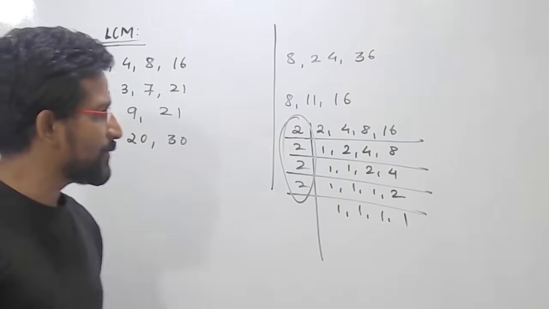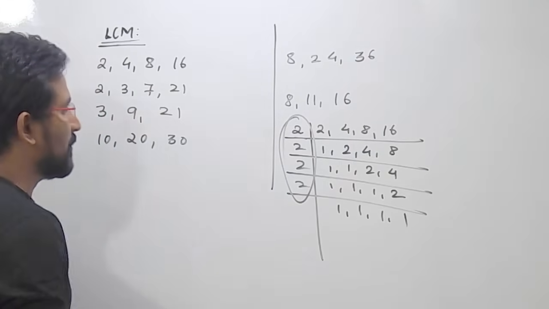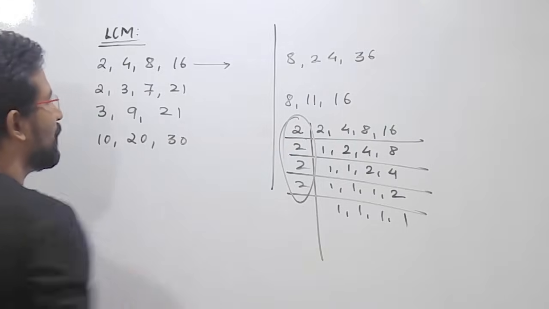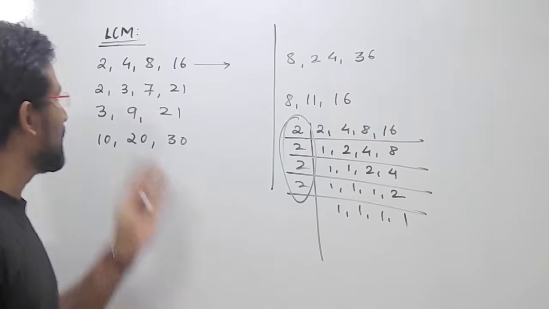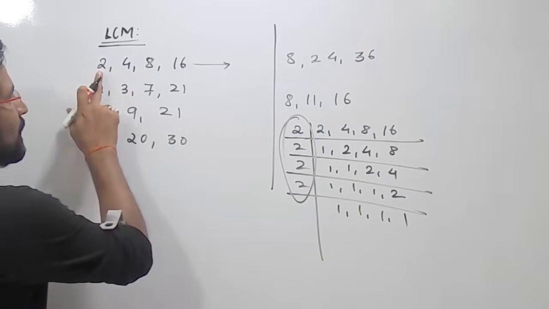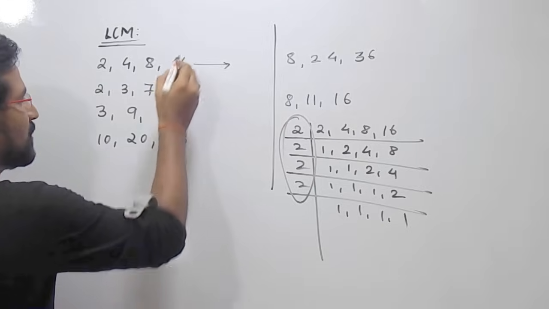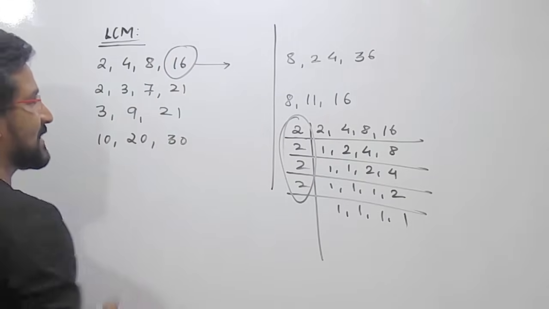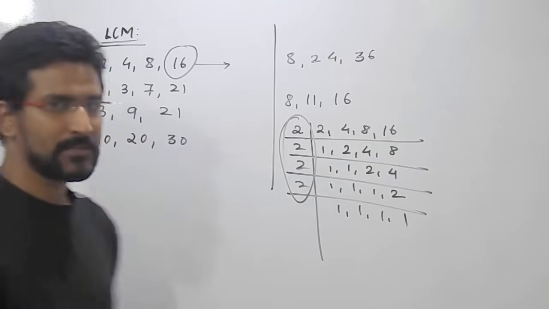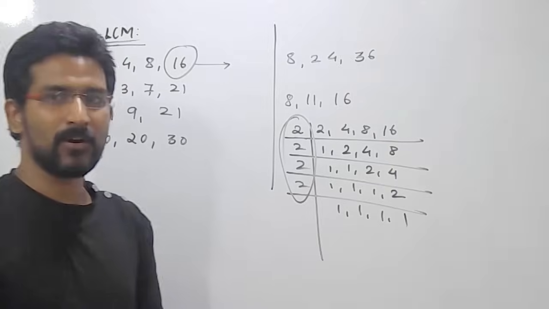So it's a very lengthy process and it takes lots of time. In competitive examinations we want to save our time. So how can we find out the LCM just by looking at the numbers? For example, 2, 4, 8 and 16. What we have to do here is find out the biggest number. The biggest number here is 16. Now we have to see whether the remaining numbers are divisors of 16 or not.